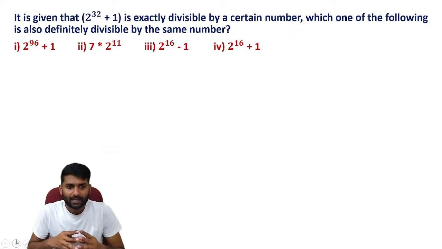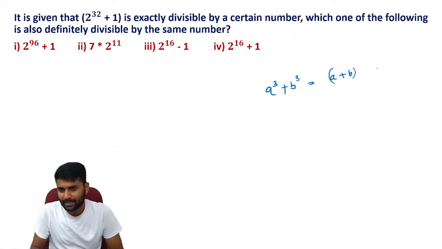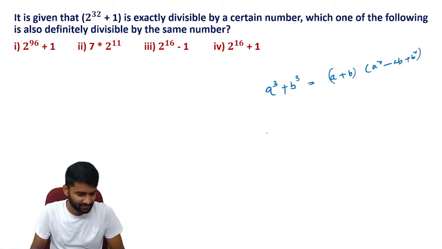See this question. It is given that 2 power 32 plus 1 is exactly divisible by a certain number. Which of the following is also definitely divisible by the same number? See, just apply this property here: a cube plus b cube is equal to a plus b into a square minus ab plus b square.